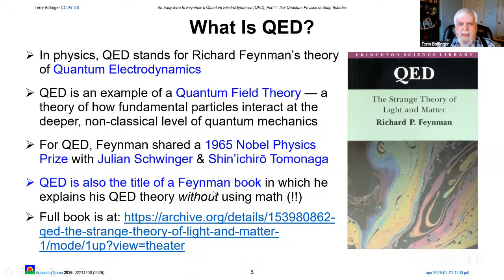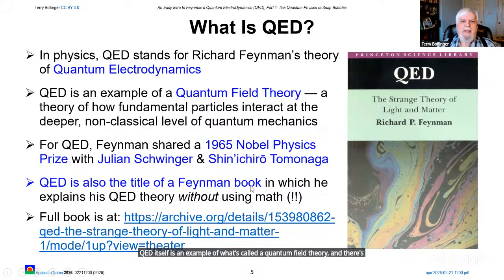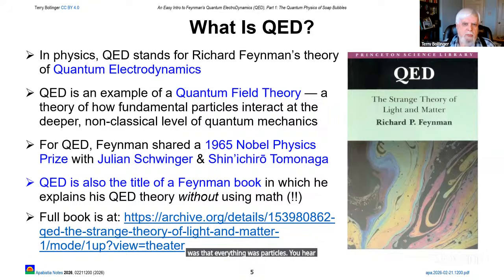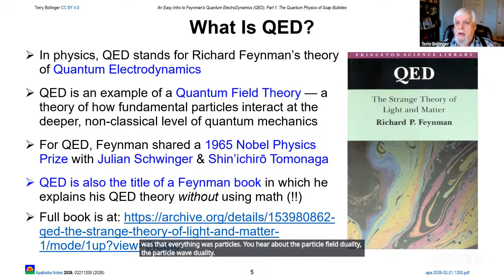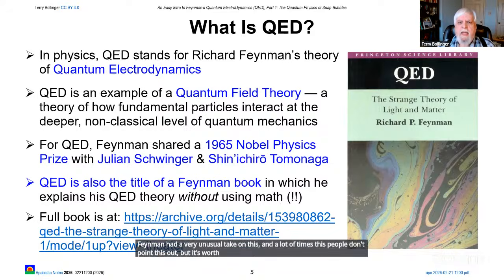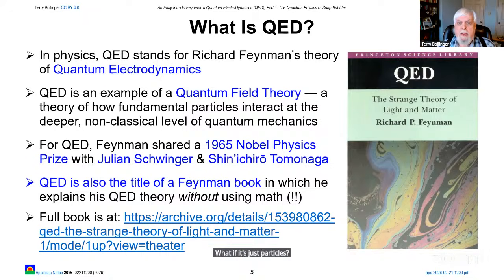QED itself is an example of what's called a quantum field theory. And there's a marvelous irony in this because the premise that Feynman started with was that everything was particles. You hear about the particle field duality, the particle wave duality. Feynman had a very unusual take on this, and a lot of times people don't point this out, but it's worth pointing out. He started from the other end. He said, "What if it's all particles? What if it's just particles? And we don't really have a field."